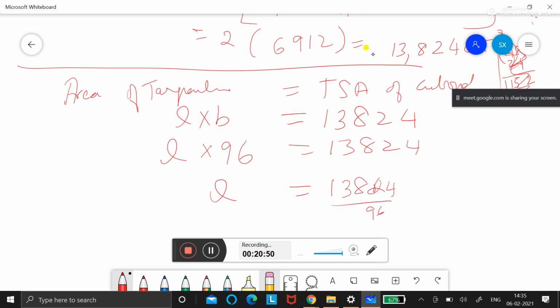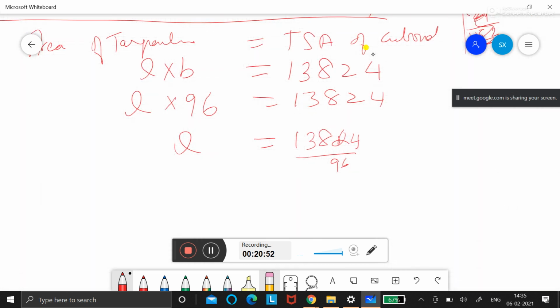Correct? Ma'am, 144. How did you get 144? With division, ma'am. 96 table, you know? No, cancel, ma'am. Okay, let me cancel and calculate. Check, ma'am, whether we are doing it correctly.